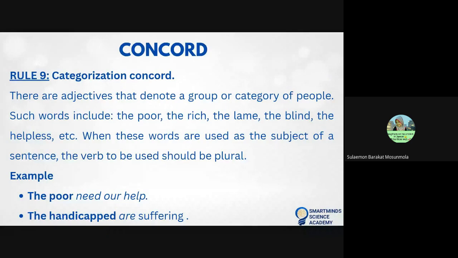The ugly, I know this was what you typed in the last class too. The ugly, it seems you have so many ugly people around you. So the poor need our help. It is not going to be the poor needs our help. Why? Because this thing already entails people. When we say the poor, we mean the poor people.